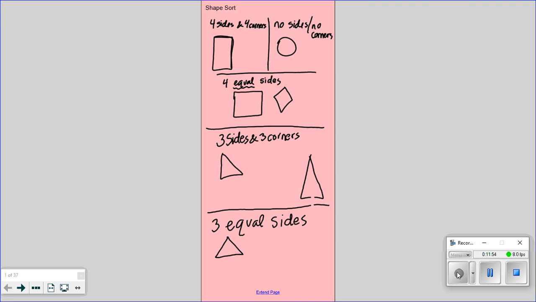Number 11 looks like this. Does this shape have 3 equal sides? No. Does it have 3 sides? No. Doesn't even have 3 sides. We need to be in one of these 4 sides. Does it have 4 equal sides? No. 4 sides, 4 corners? Yeah, it should go in the 4 sides, 4 corners. Make sure that number 11 is in the 4 sides, 4 corners. It looks like this. Where's 11?